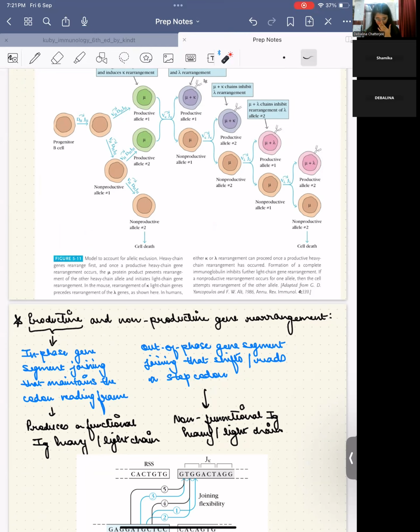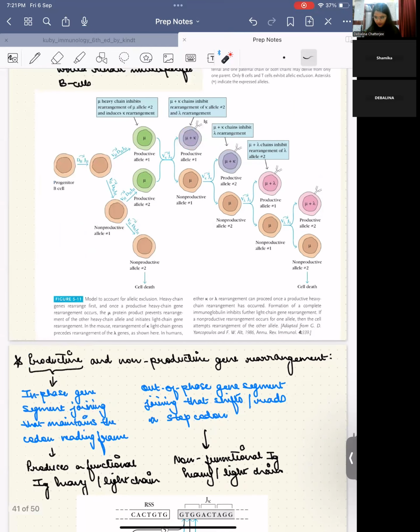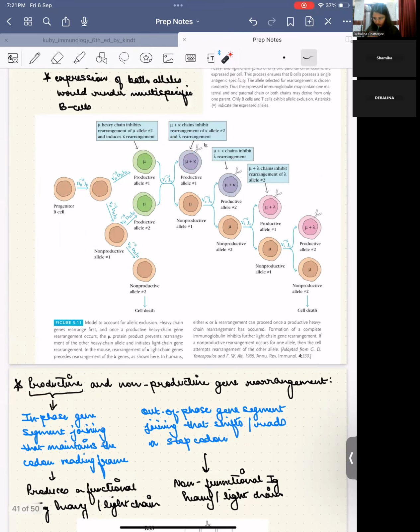Ma'am, here the 1 and 2 are representing the paternal and maternal? Yes, yes, over here it's talking about the paternal and maternal genes. It's not about the two chances given at recombining that I was saying. They're only talking in terms of alleles.